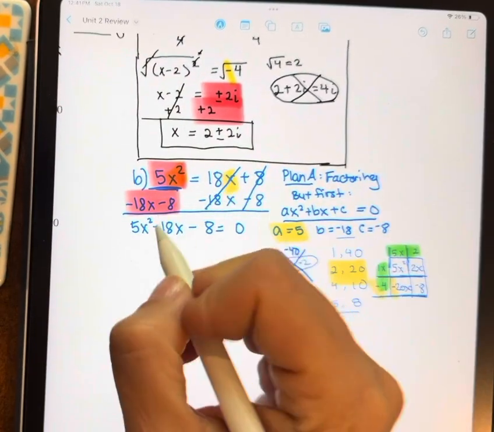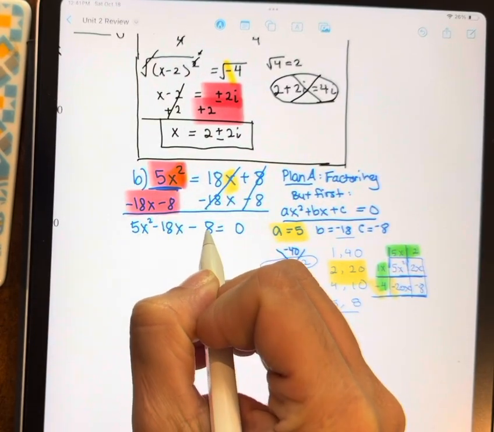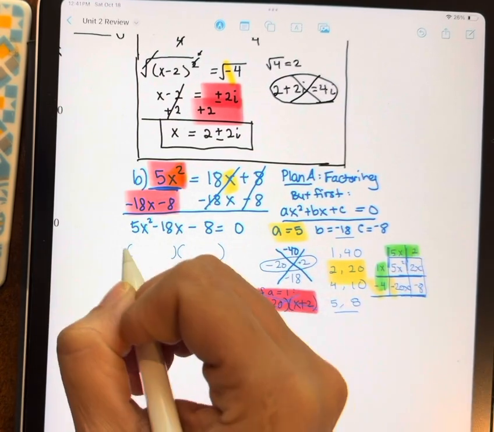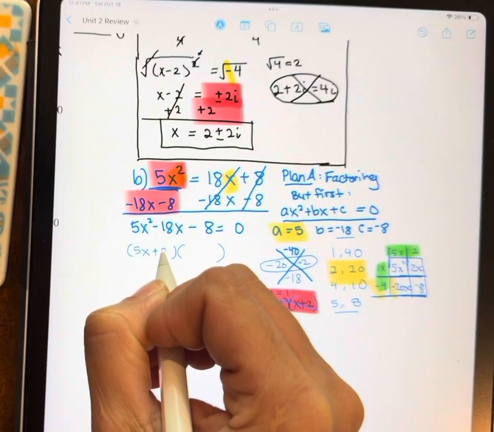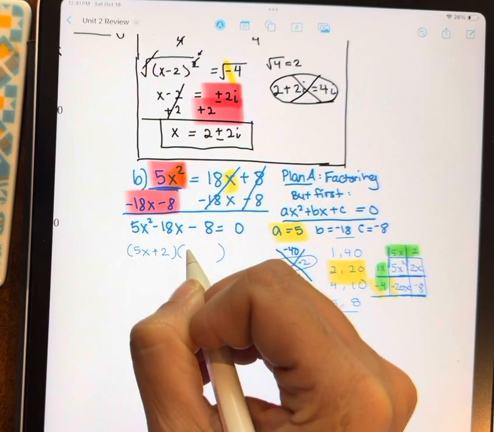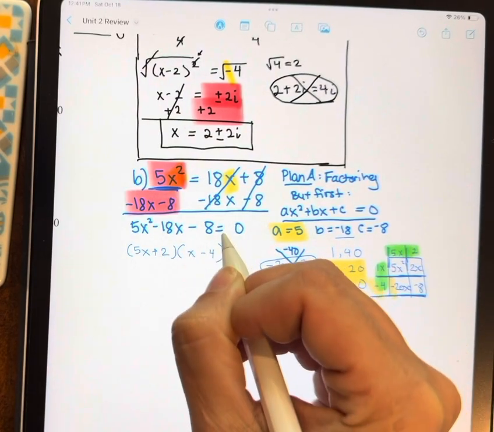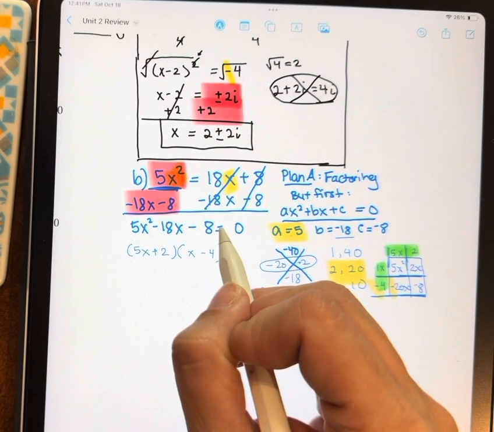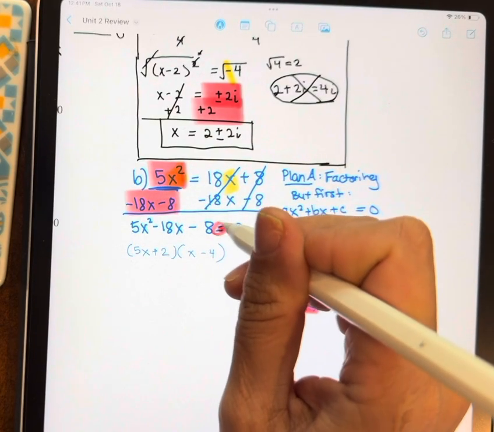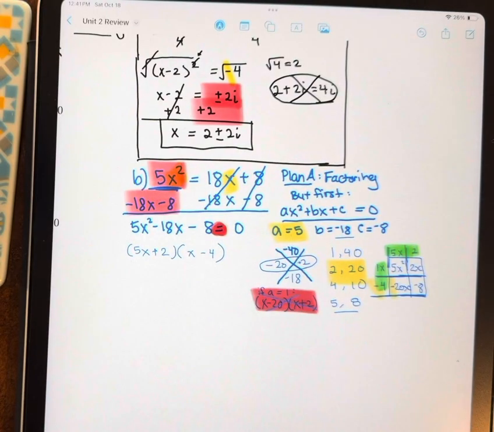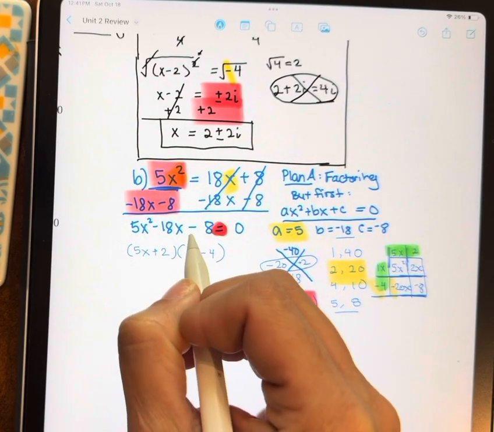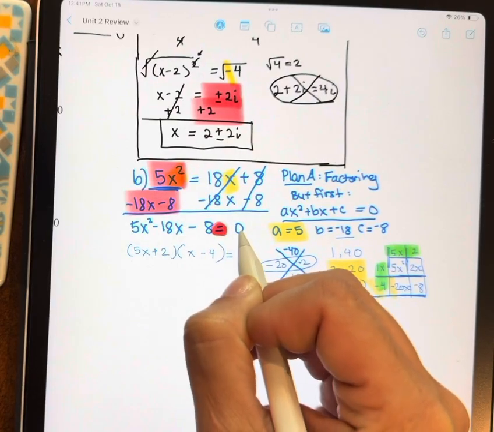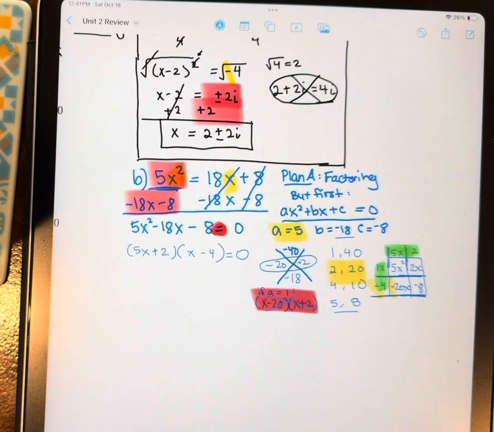Okay, let's take a look at this. After all this work, here's what that means. That means 5x squared minus 18x minus 8 is really 5x plus 2 and x minus 4. And please, here's another place that caused a lot of you issues, is losing your equal sign. So 5x squared minus 18x minus 8 became this, but I still have that equal sign after that, and I still have the 0 after that.